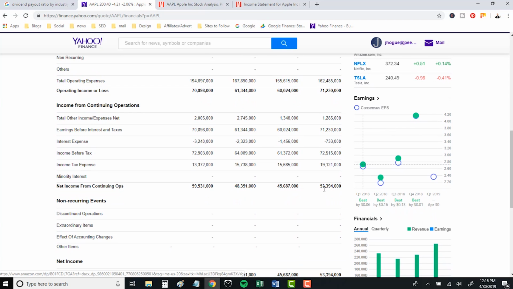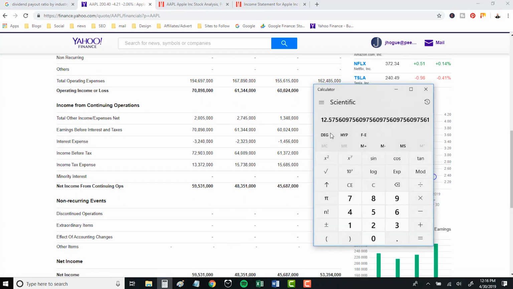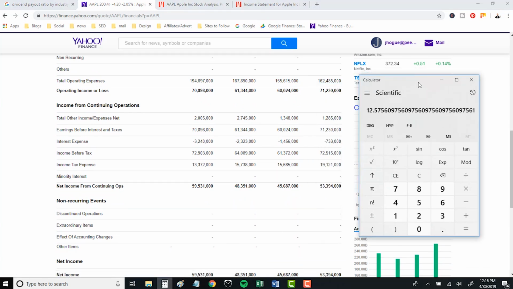$53,394 million. So we'll open our calculator here, and if we take our $11 billion in dividends paid and divide it by the $53 billion and change in net income for the same period, we get a dividend payout ratio of about 22% for Apple during that year. Now, this payout ratio is going to fluctuate a few percent from year to year, so you should really take an average over a few years, but either way gives you a good idea for that comparison.